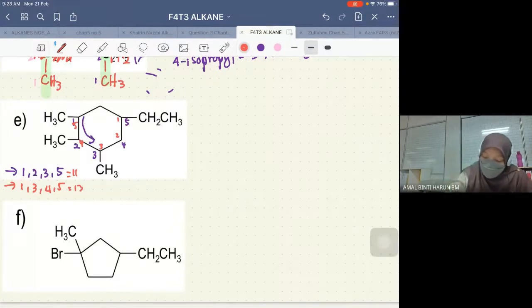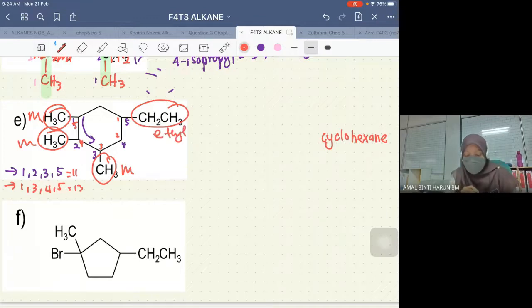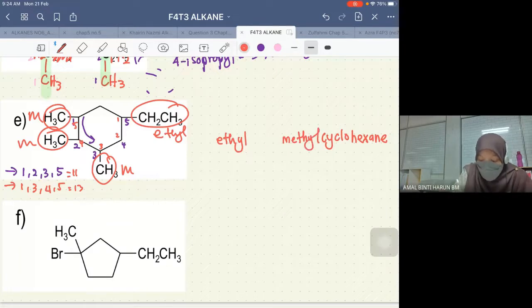Okay, parent dia cyclohexane. 6 carbon. Cyclo is to show that cyclic compound. And then how many carbon in the ring? It's 6. So we cyclohexane. Okay, the substituent are methyl. And then this one is ethyl. Okay, who comes first? Ethyl. Alphabet kan? And then ethyl. Right. Where's the location of the ethyl? At carbon number 5.